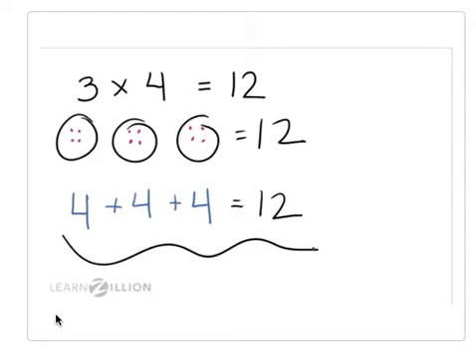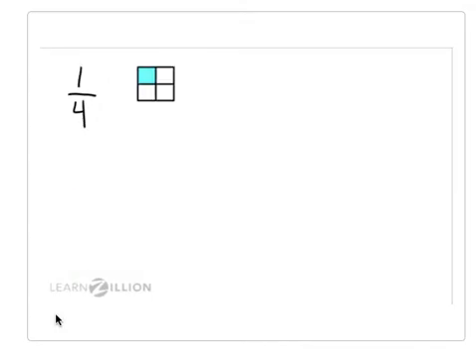When multiplying fractions, you can also look at visual models. Let's see what that would look like. Here we have the fraction 1/4. This is what it would look like as a visual model. If we want to multiply a fourth times 5, we can multiply this visual model 5 times.